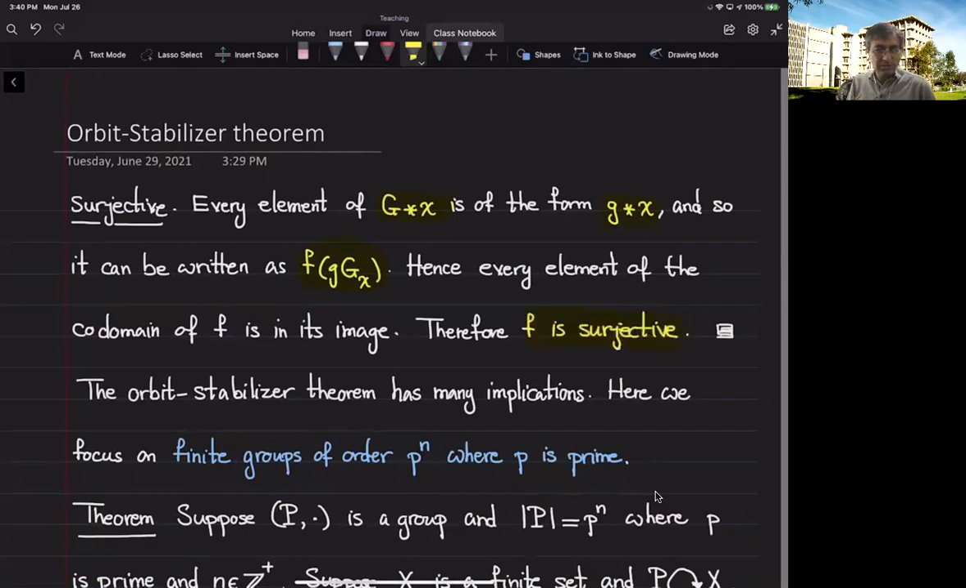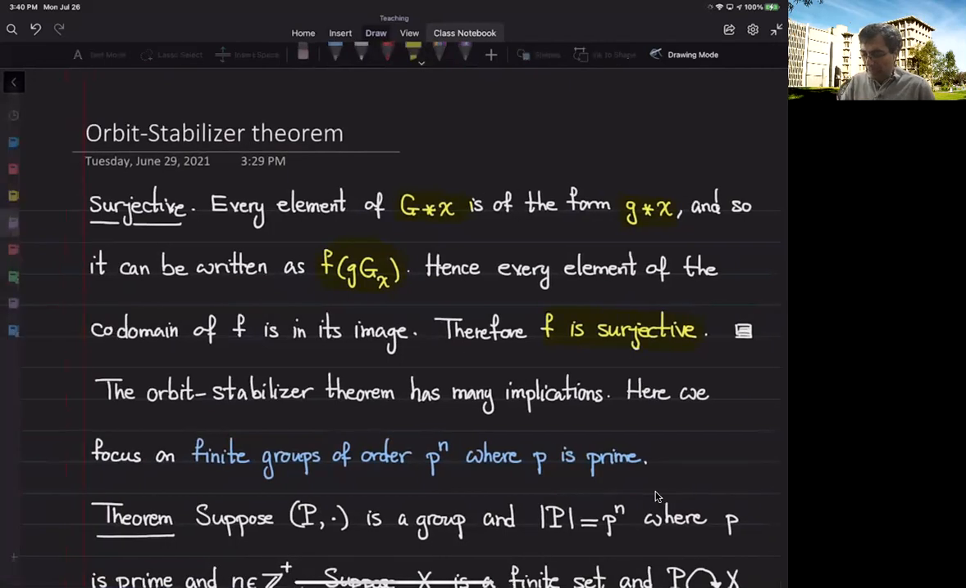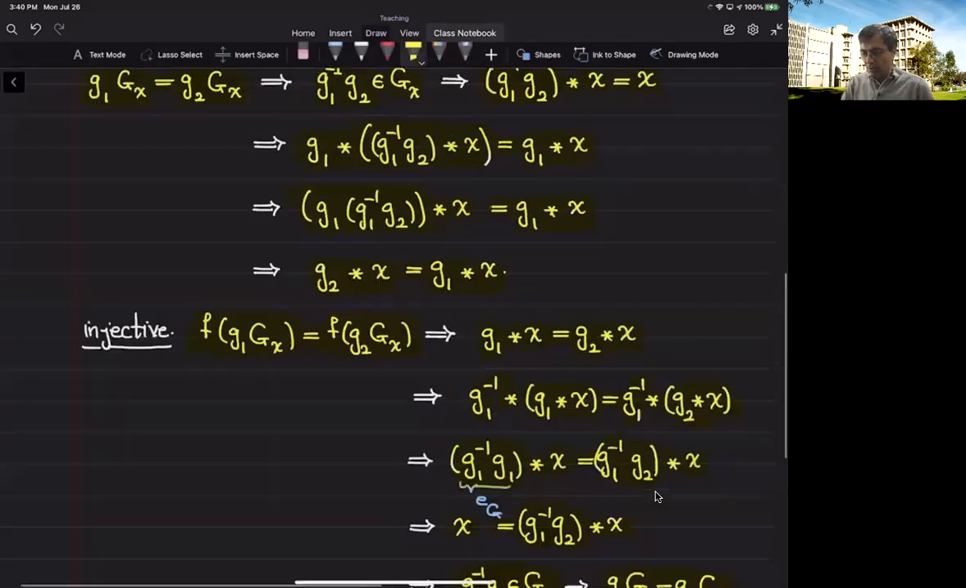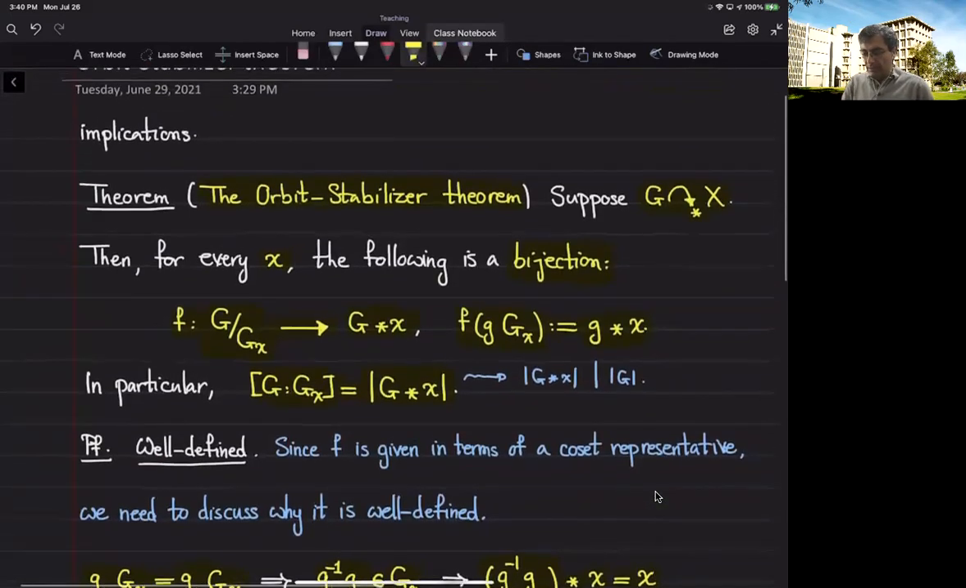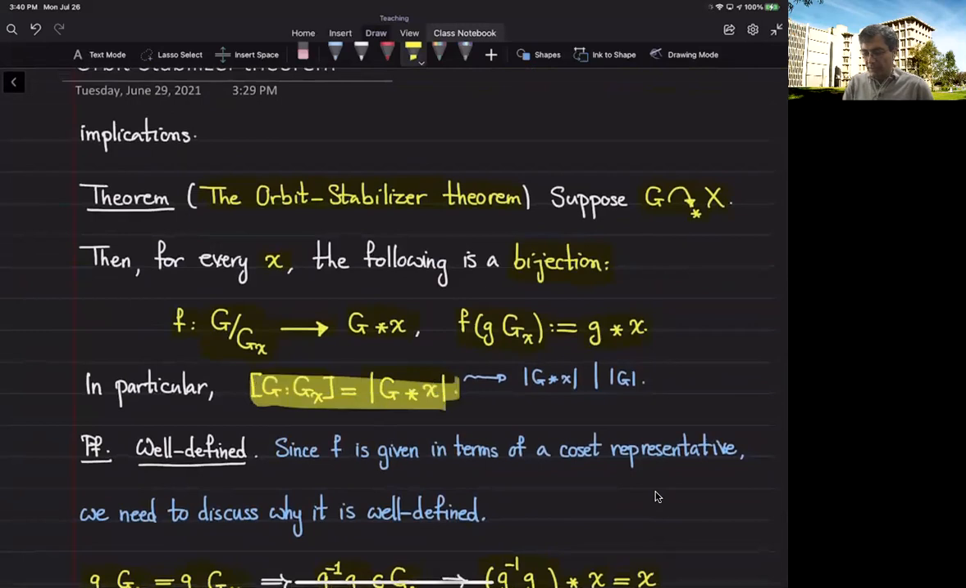So F is a well-defined function. It is injective and surjective, and therefore it's a bijection. In particular, if one of the codomain and domain is finite, the other one is finite, and they have the same cardinality. And so the index of the stabilizer subgroup of G with respect to X is equal to the cardinality of the orbit of the point X.